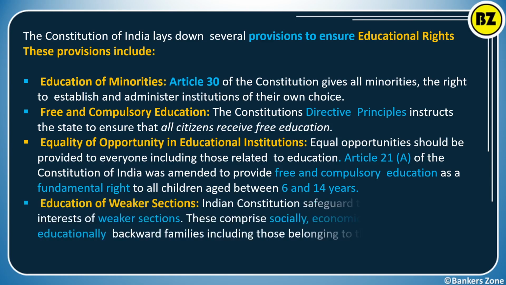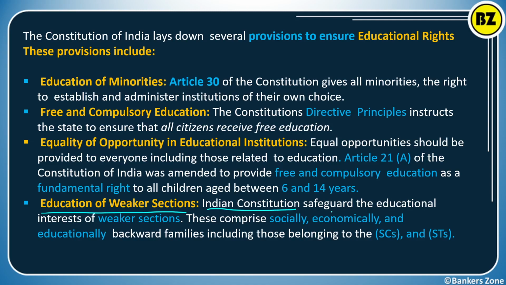Apart from that, education of the weaker section. The Indian Constitution safeguards the educational interest of the weaker section. So what are the weaker sections? Socially or economically or even educationally backward families, which also include the families of the SC and ST. For them also there is an educational provision in the Indian Constitution. So these are the provisions in the Indian Constitution regarding the educational right.